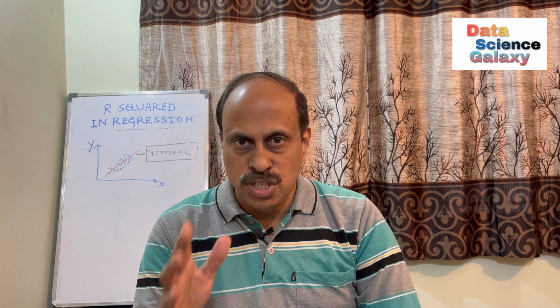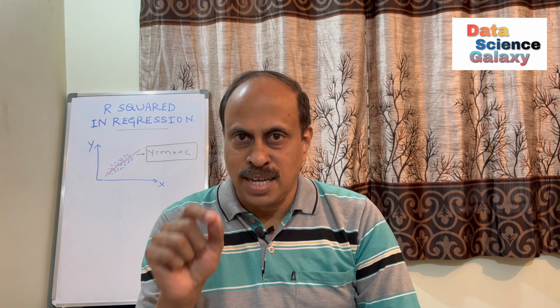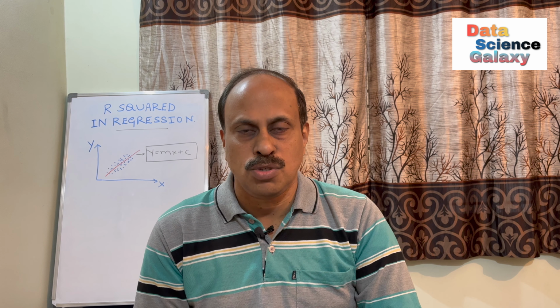The textbook definition goes like this. R squared is the percentage variation explained in the dependent variable by the independent variable x. So that's a classic textbook definition. I want you to go deeper than that and ask even more pertinent questions as to what R squared really means.